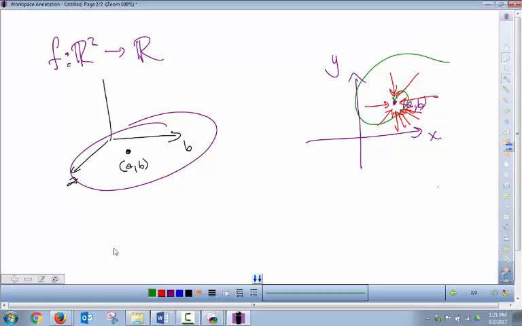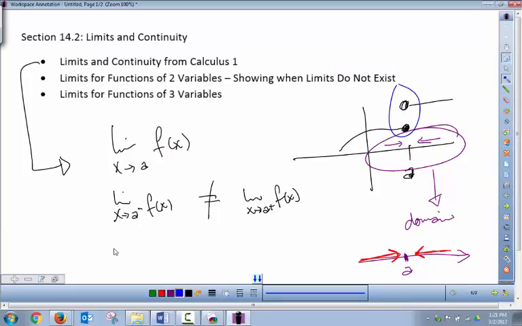Now that's an easy concept idea, but practically speaking, there's an infinite number of paths to get there. So to prove that the limit does exist is a little bit more difficult. But if you can find two different paths that give different limits, then you're in this scenario where two paths give different limits, so the limit cannot exist.